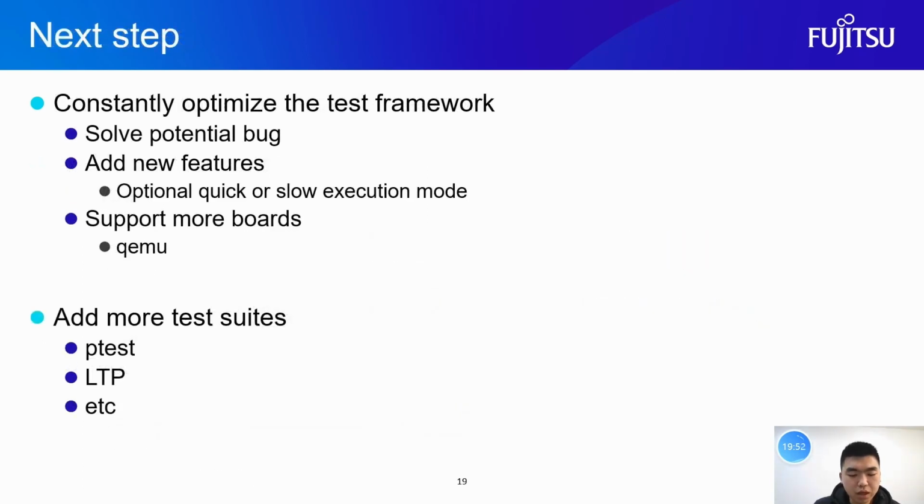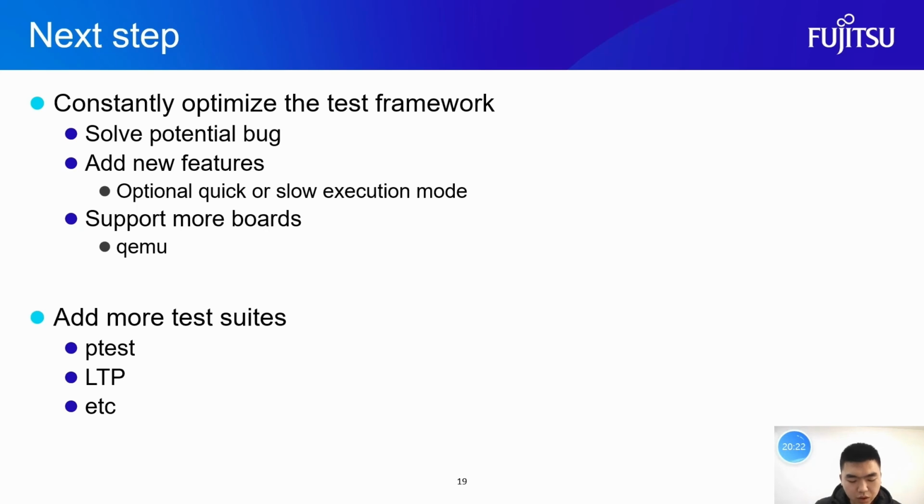The plan for the future is in 2 parts. First of all, we need to continuously optimize our test framework. First, we need to fix some potential bugs. Second, we intend to add new features to the test framework. We would like to deploy fast and slow test modes into the framework, which will be detailed later.